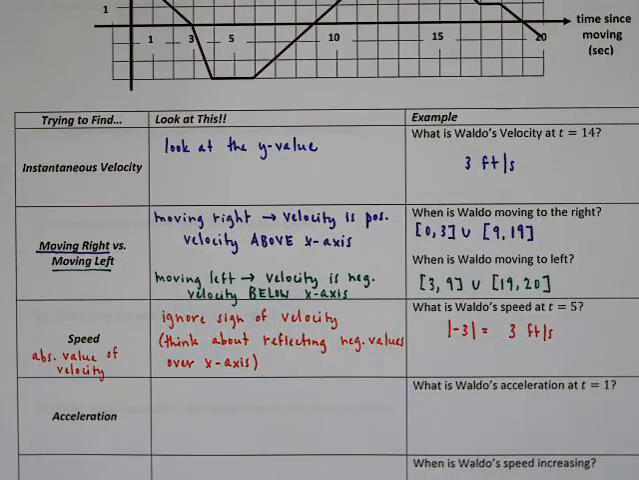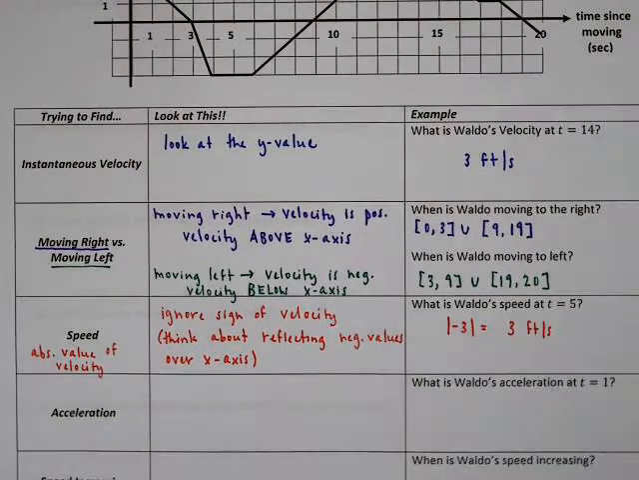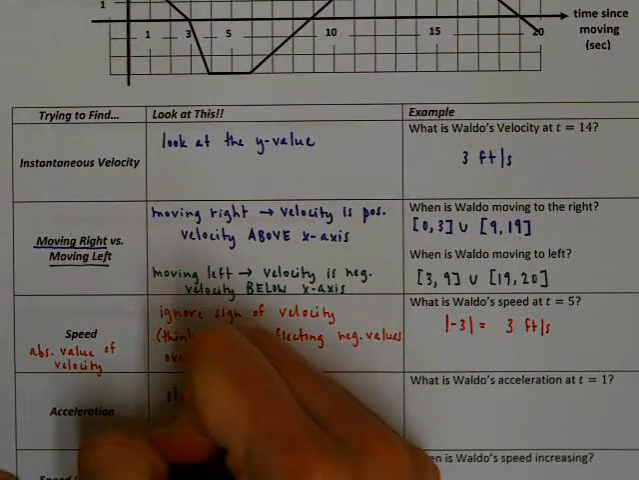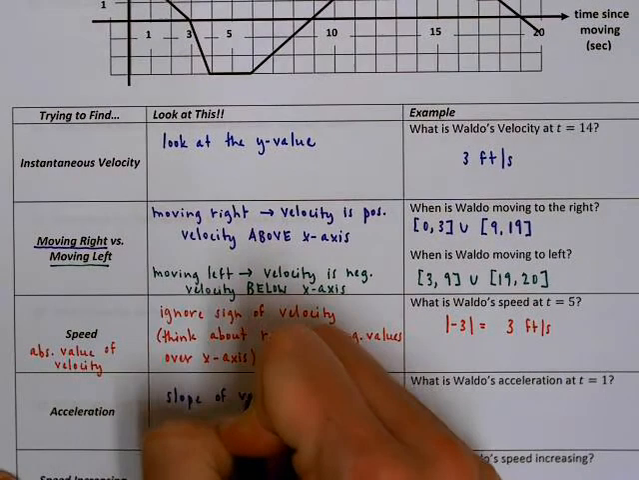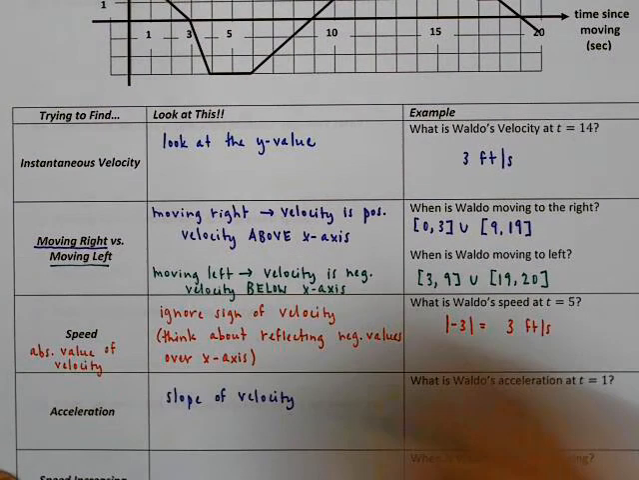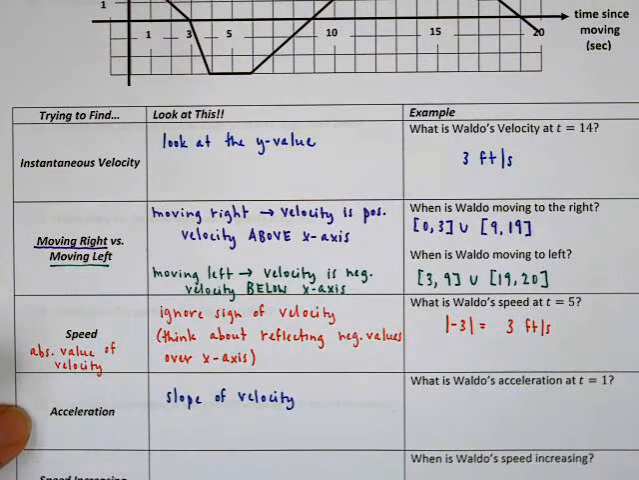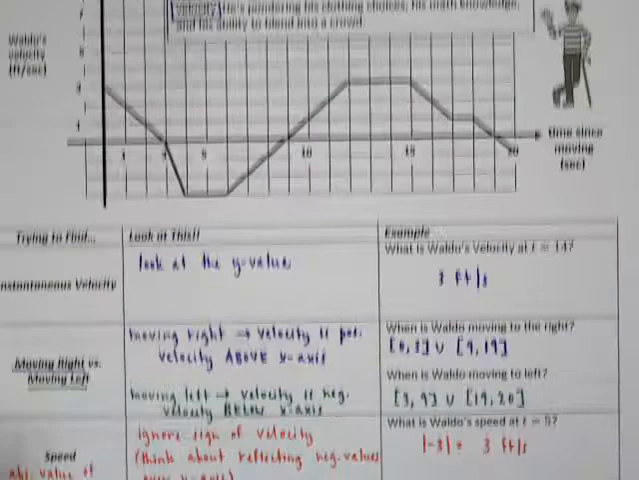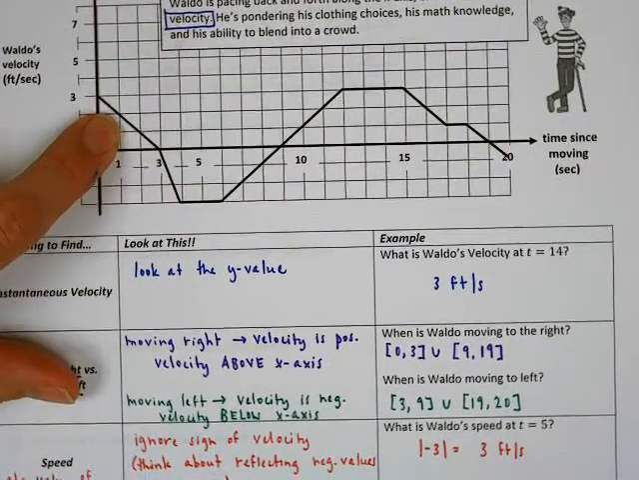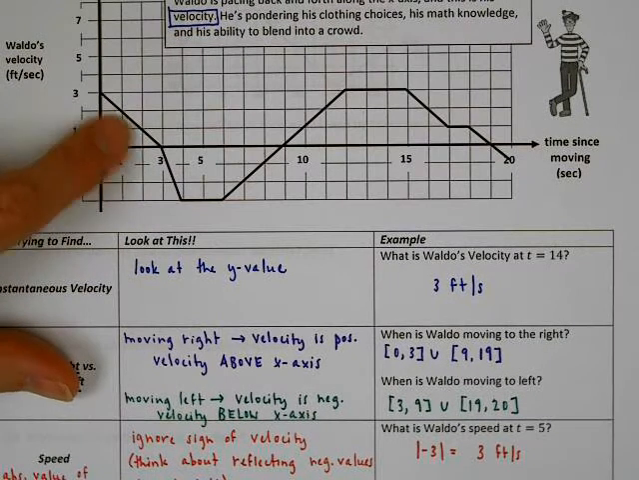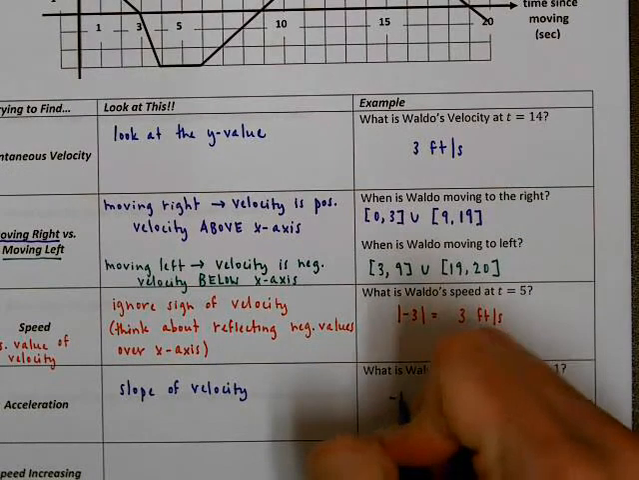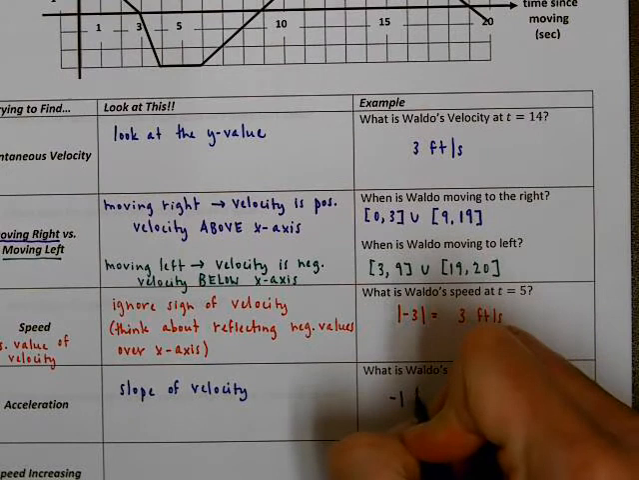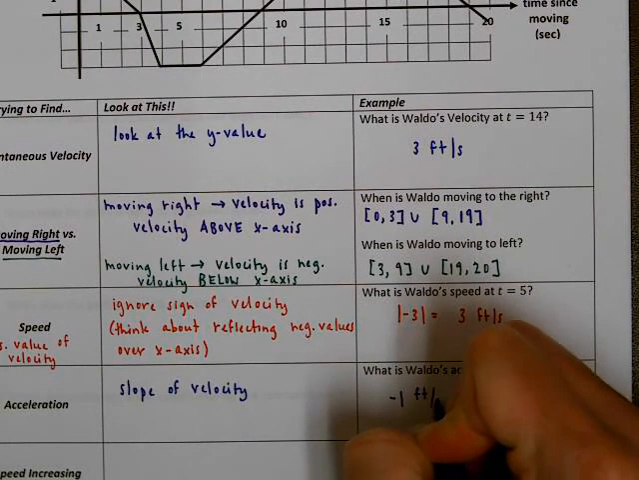All right, now for acceleration, here we're going to be looking at the slope of velocity. Since acceleration is the derivative of velocity, I have to be focused on the slope. So at time t equals 1, the nice thing here is I have a constant slope over the interval around t equals 1. So I have -1. His acceleration would be that slope of -1. It's going to be feet per second over second, or feet per second squared.